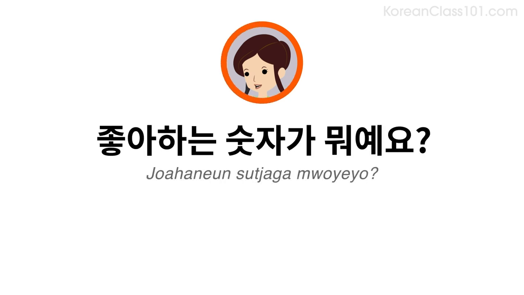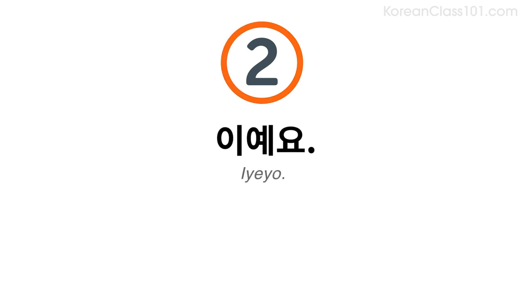Okay, now it's your turn. Do you remember how to say, what's your favorite number? Imagine it's 2. Do you remember how to say 2? Say, it's 2. 2이에요. Now answer the question saying, it's 2. 좋아하는 숫자가 뭐예요? 2이에요.